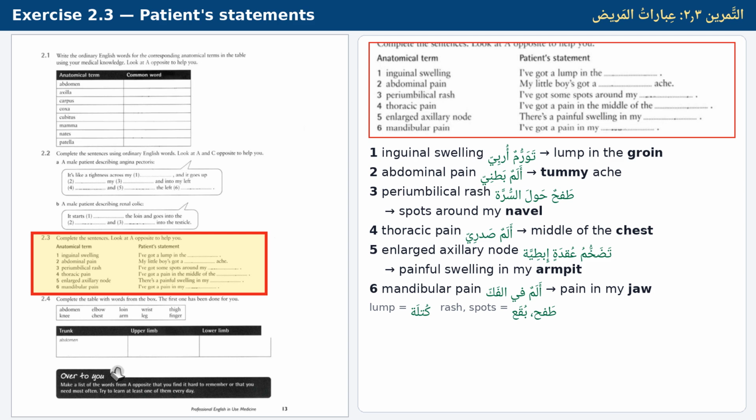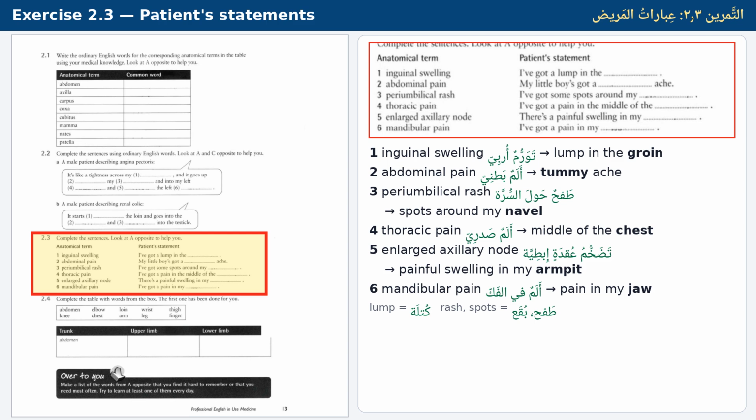Number 2, abdominal pain. ألم بطني. Abdominal refers to the abdomen, the tummy. My little boy's got a tummy ache. Remember, tummy is the children's word. Number 3, peri-umbilical rash. طفح حول السرة. Peri means around, and umbilicus is the navel. I've got some spots around my navel.